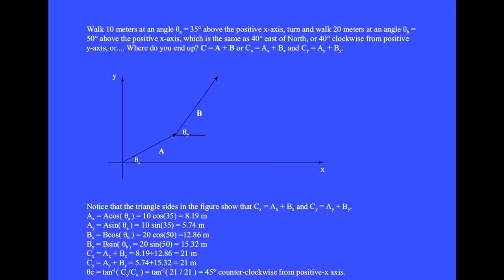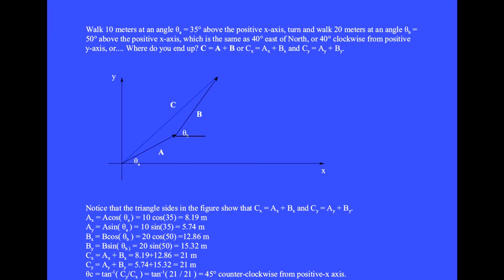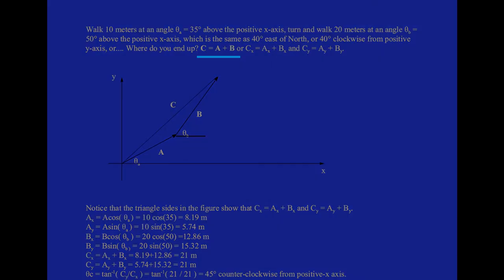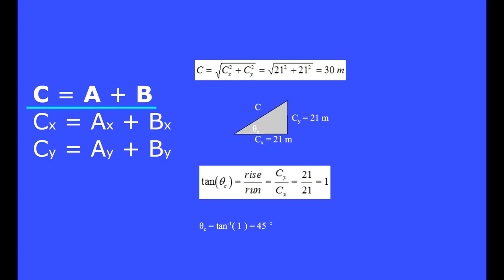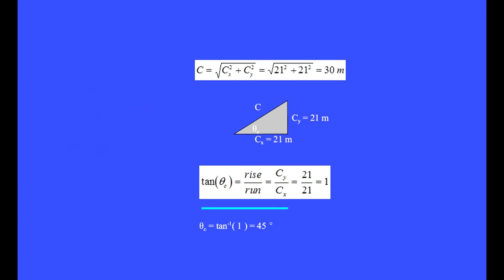Taking the two walks A and B is equivalent to taking the single walk C. We write the vector equation C equals A plus B, where the vectors are written in bold letters. We add vectors by adding components. We find the angle of the resultant vector C using tan theta. We find the hypotenuse of triangle C, which is also the magnitude of vector C, using the Pythagorean theorem.